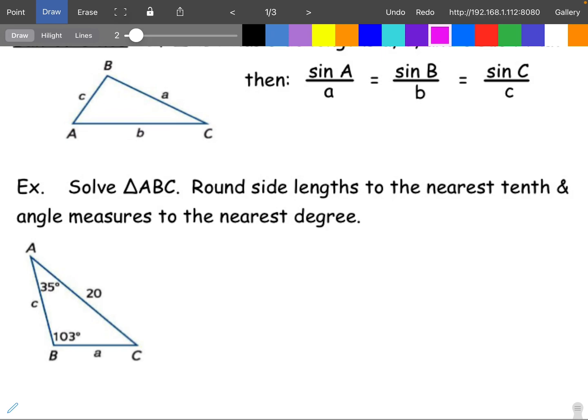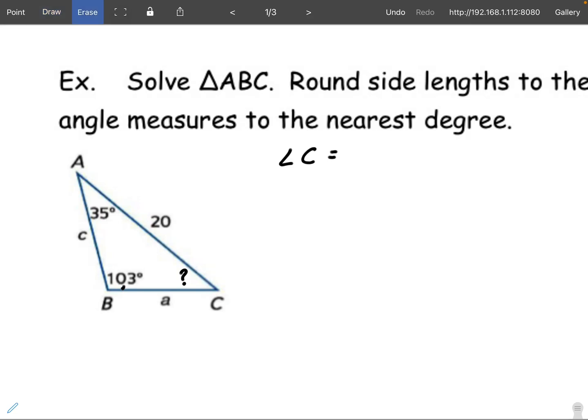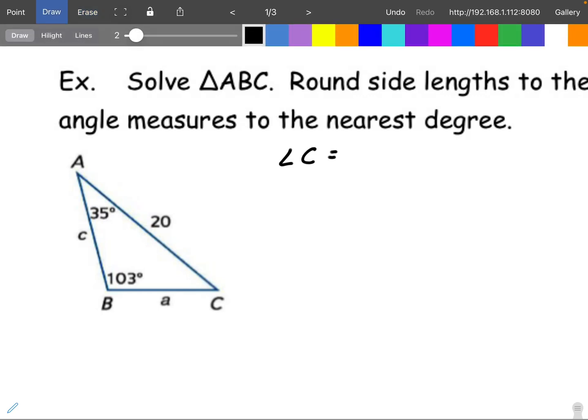So for this first example, we're going to solve triangle ABC. And what that means when it says solve a triangle is we have to find anything that's not given to us. So if we look at the triangle we have, we know what angle A is. Great. We know what angle B is, but we do not know what angle C is. So that's one of the things that we're going to need to find is what is the measure of angle C.